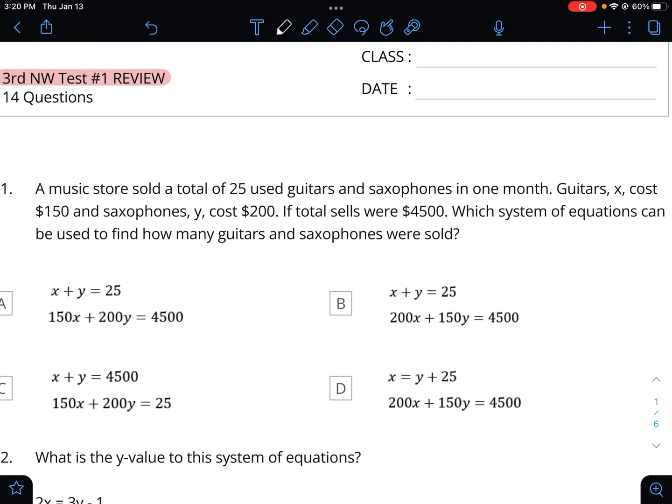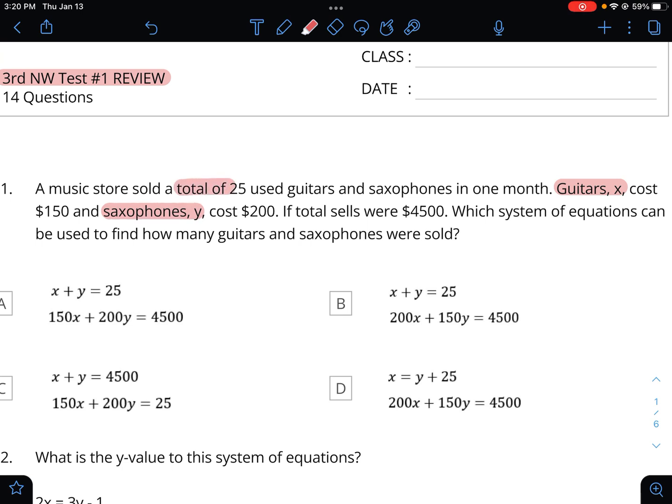So looking at our first question, we have a music store that sold a total of 25 used guitars and saxophones in 1 month. Guitars cost $150 and saxophones cost $200. If total sales were $4,500, which system of equations can be used to find out how many guitars and saxophones were sold? So what we need to know is that our guitars are X and our saxophones are Y.